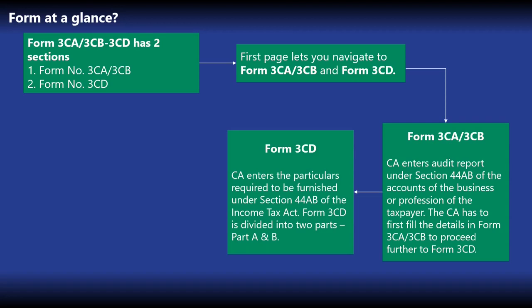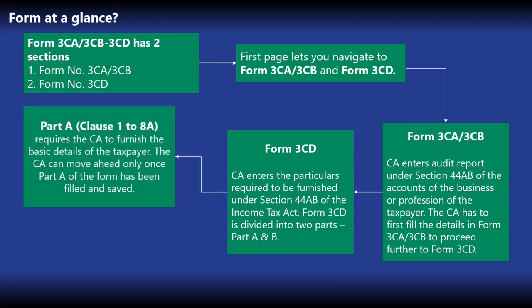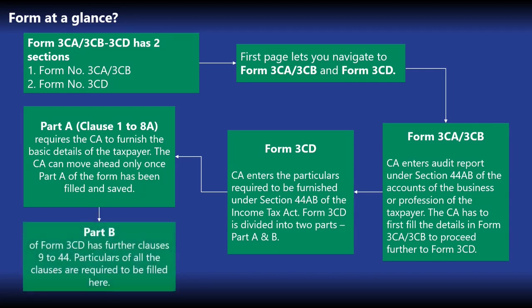Form 3CD is further divided into two parts. Part A has clauses 1 to 8A, which requires the chartered accountant to furnish the basic details of the taxpayer. The user can move ahead only once Part A of the form has been filled and saved. In Part B of Form 3CD, there are clauses 9 to 44. Particulars of all the clauses are required to be filled in here.